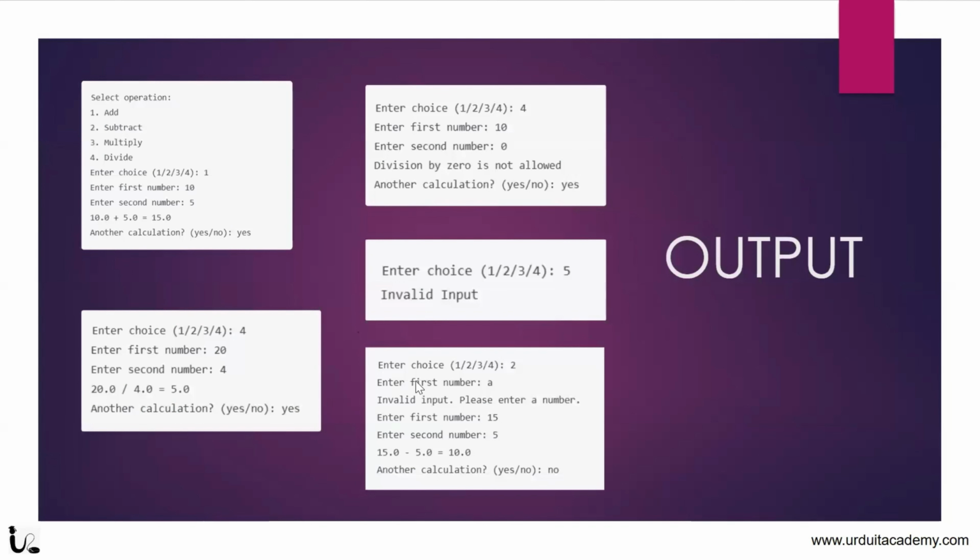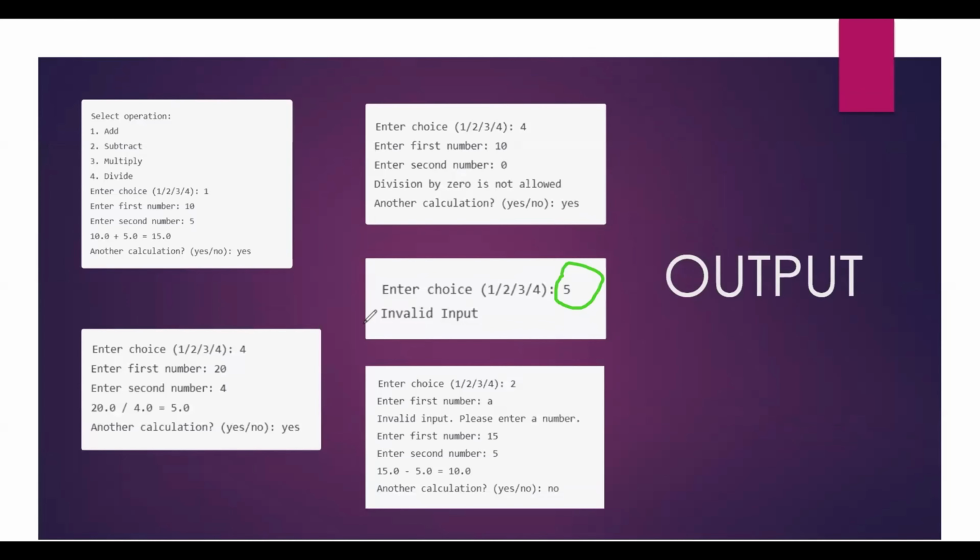Okay, we can see the outputs here. Right. So whenever the user has written 5, you can see it is going inside the else block and it is printing invalid input. For all other numbers, it is going inside the function and it is printing the respective result.